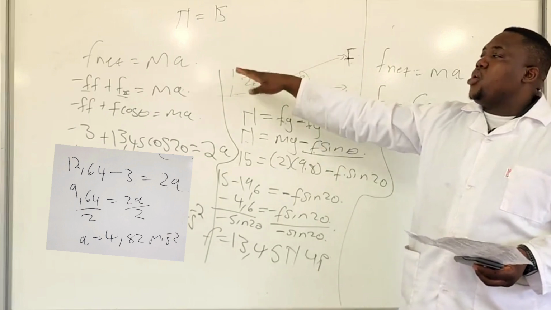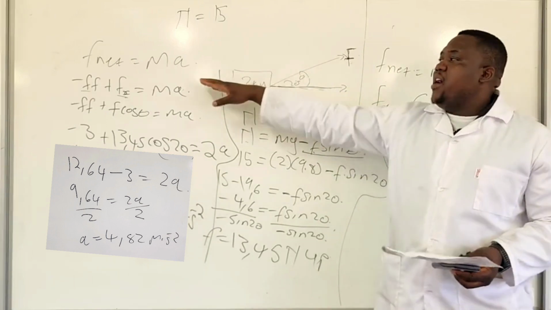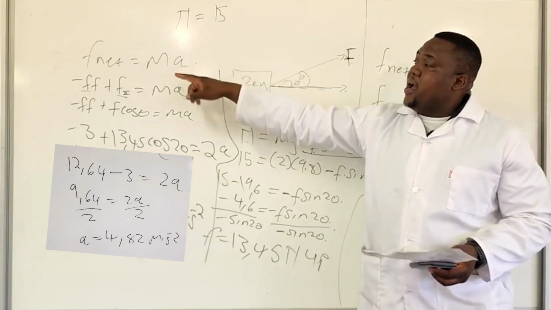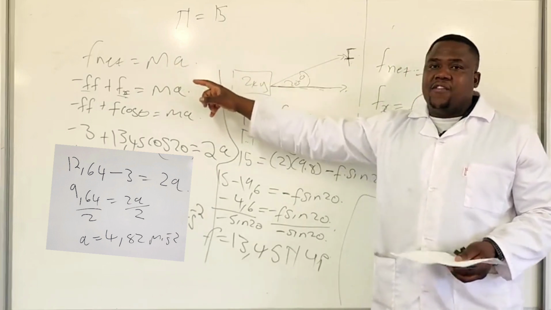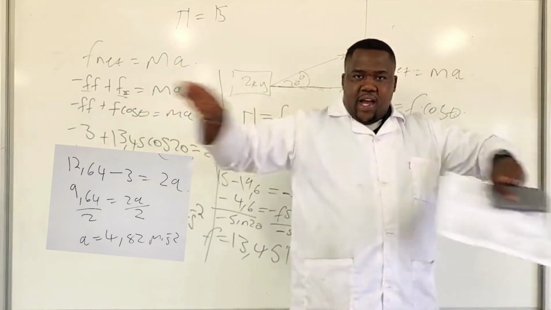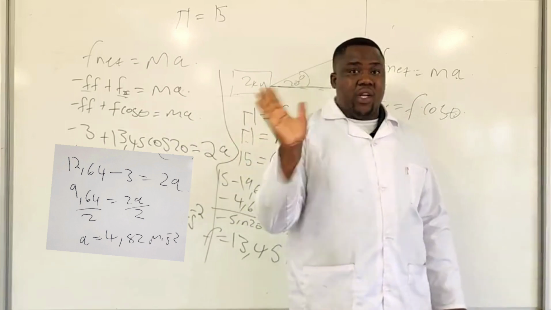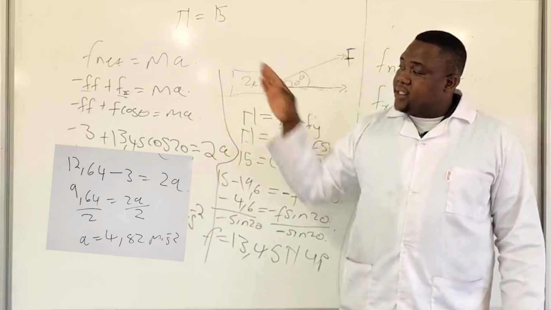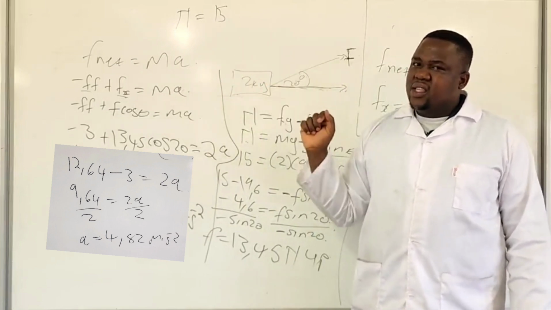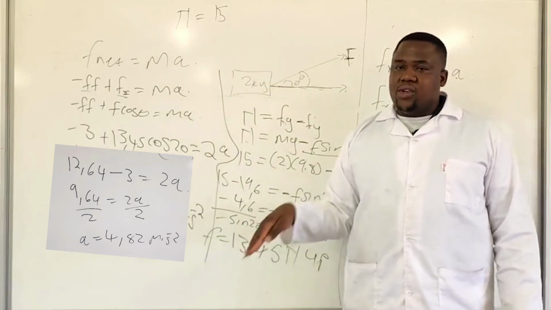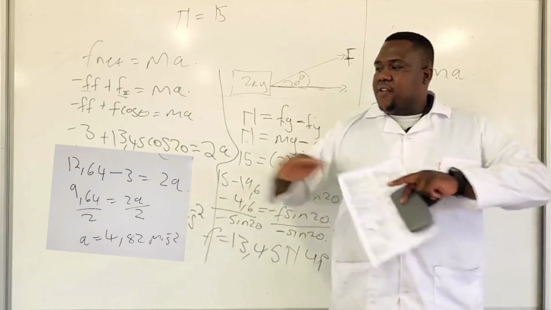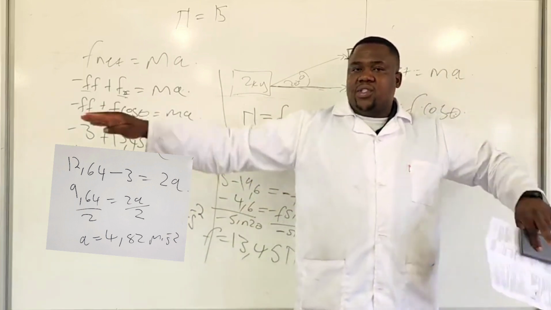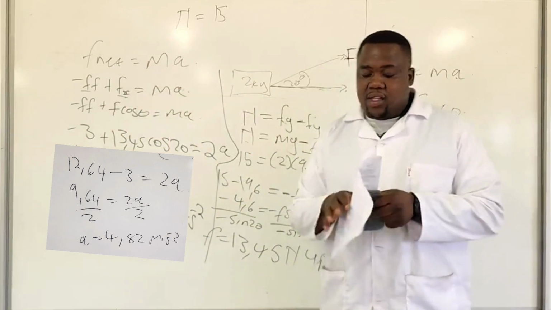Check lesson number 2 towards the end. I'm teaching about F net is equal to Ma. F net is the sum of all the forces that are horizontal, that are parallel to the surface only. We don't add any other force. Even when a force is acting like this, we cannot add it. When a force is acting like that, we cannot add it. We only add forces which are acting horizontal to F net. That's what F net means.